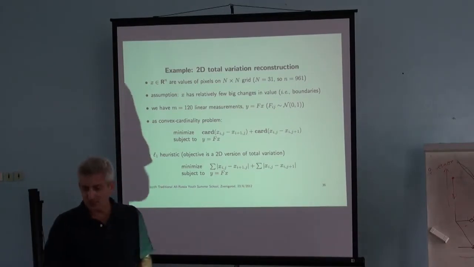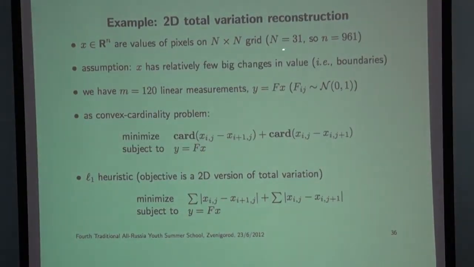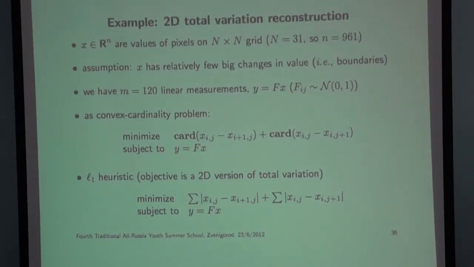Okay. Let's look at another one. Let's do 2D total variation reconstruction. I have a 31 by 31 grid, so I have about 1,000 variables. The assumption is x has relatively few changes in value, few boundaries, right? And I have 120 measurements. So again, I'm in this ridiculous situation where I am undersampled by a factor of like 7 or 8 to 1. They're perfect measurements, but that's fine. Of 1,000 things, I'm asking you to tell me what the 1,000 numbers are based on 120 measurements. Again, it's ridiculous, except for this prior.